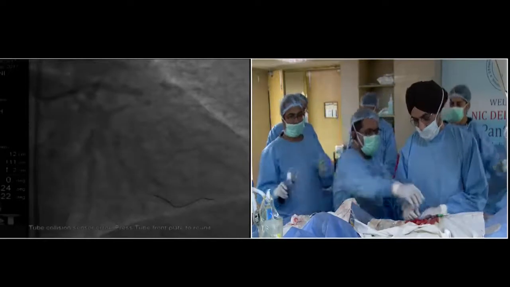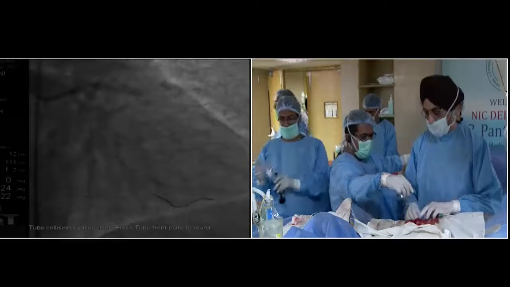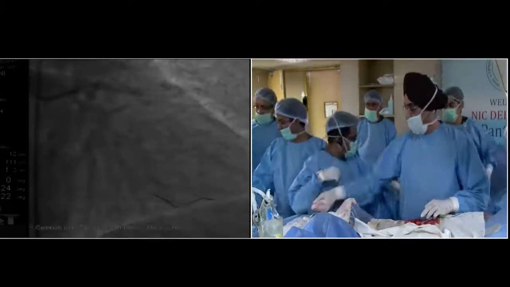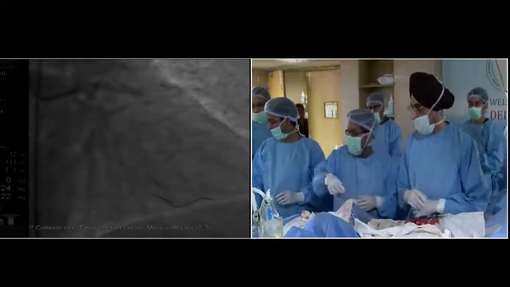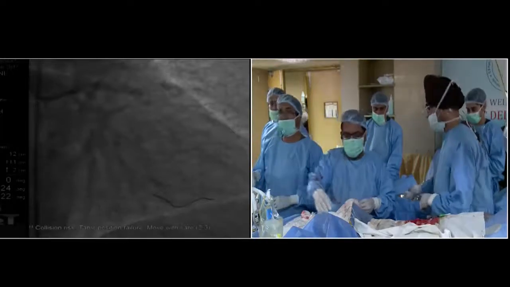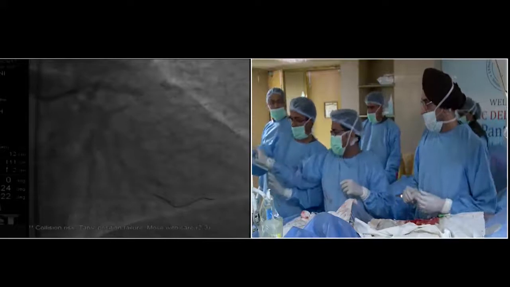Dr. Balbir, we have a couple of minutes left for the transmission time, another 3-4 minutes. If you could show us the distal circumflex stent. So I'm going to use the stent, I'll show a 2.5 by 18. Is that correct? 2.5 by 18? Right, that's right.